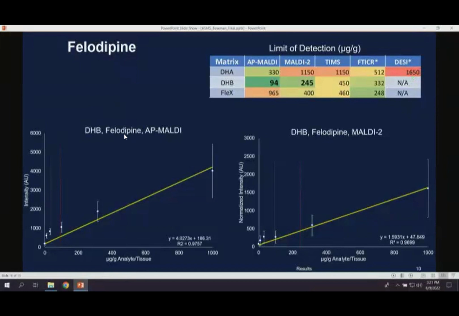micrograms per gram. The next best source is the MALDI-2, which is running about 245 micrograms per gram as our lower limit of quantitation. That means that for AP-MALDI, we see an increase in sensitivity of 2.6-fold over MALDI-2 and 2.6-fold as well over FTICR, with the DESI source we're using converted down to 20 micron, significantly worse at almost 1,700 micrograms per gram.